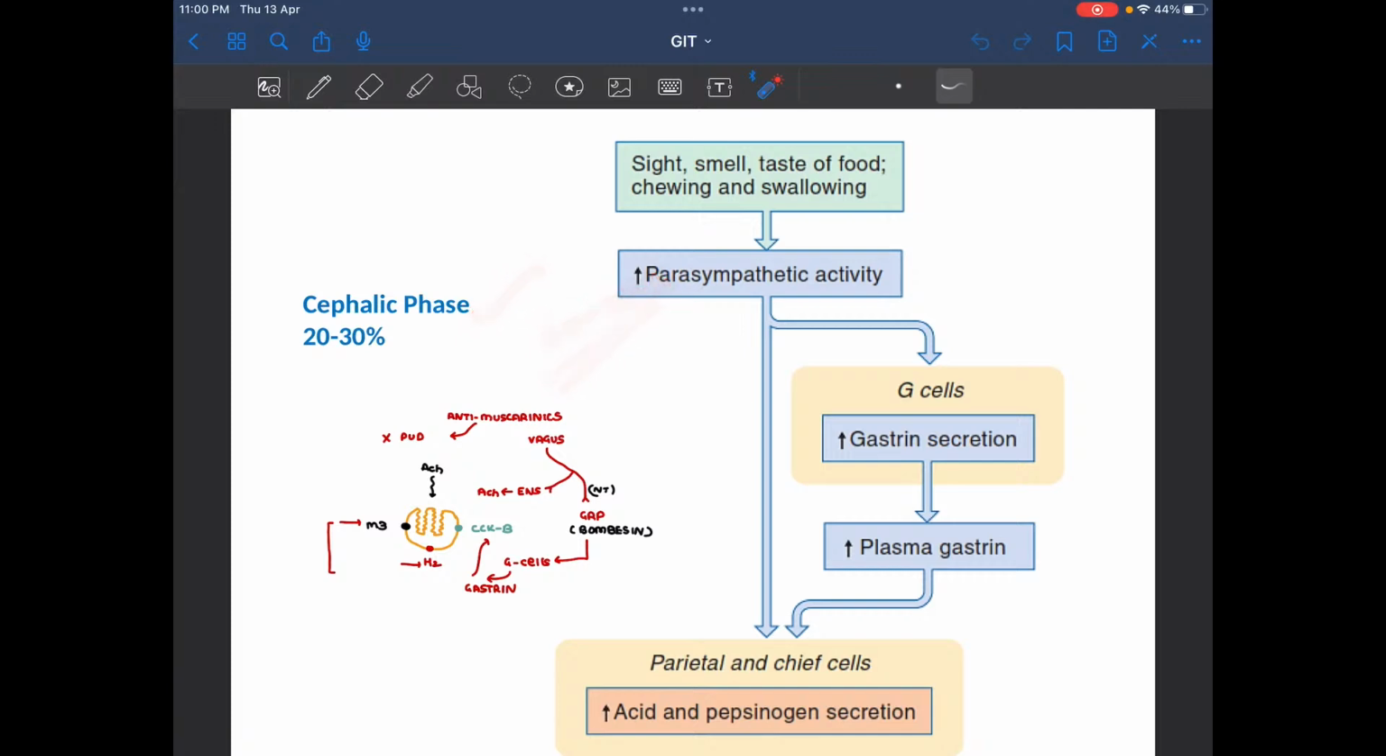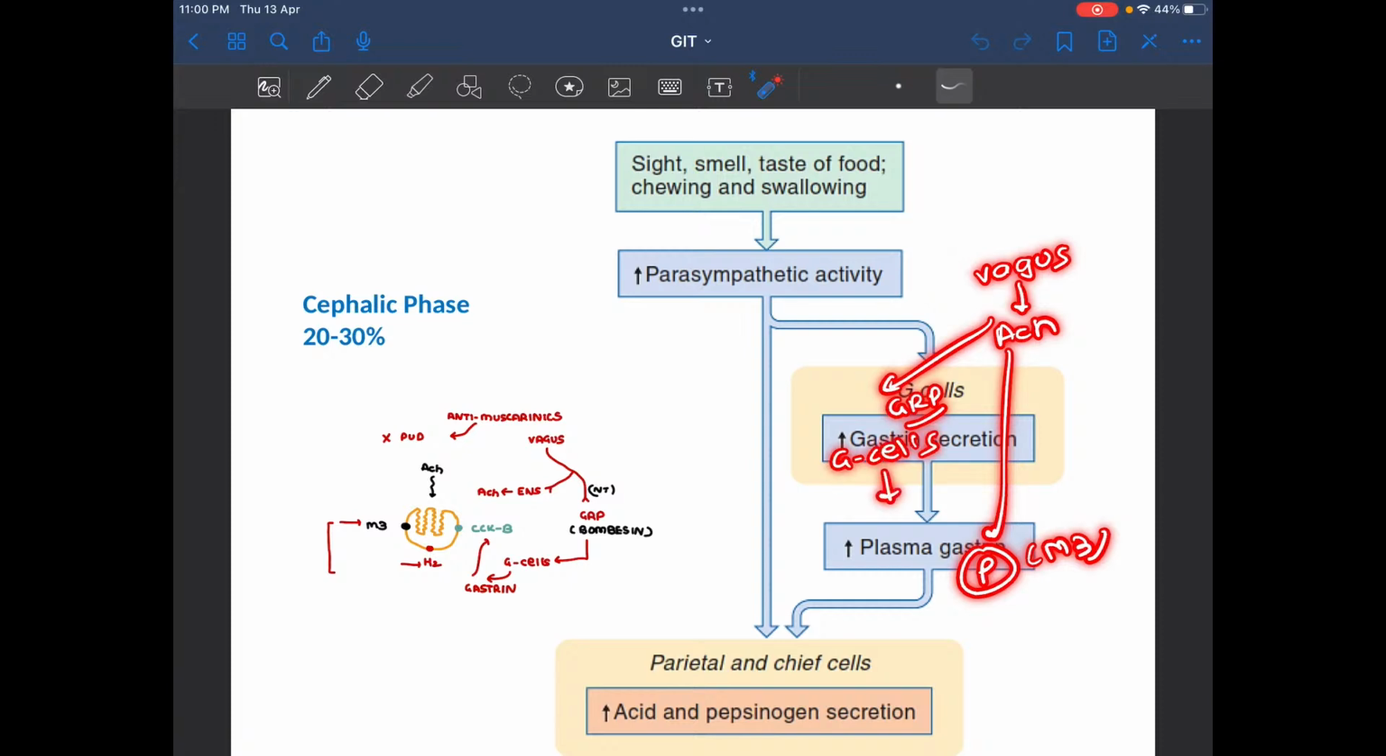And how is it mediated? Via the central nervous system, via increasing the parasympathetic nervous activity. We know the vagus is going to release acetylcholine that can work directly on the parietal cells via M3 receptors, or it can increase GRP working on the G cells, and that's going to increase your gastrin.